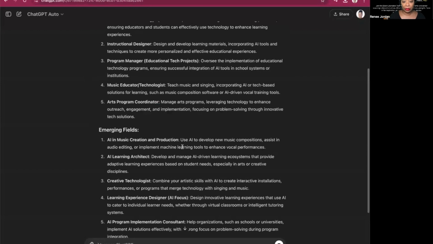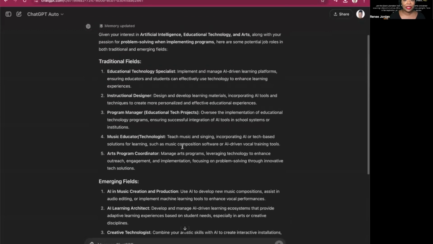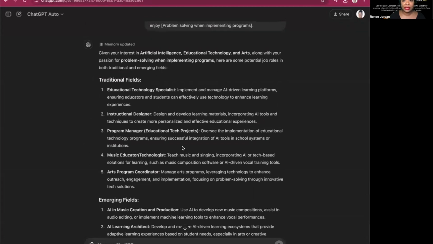All right. So this is what ChatGPT had to say. Given your interest in artificial intelligence, educational technology, and arts, along with your passion for problem solving when implementing programs, here are some potential job roles in both traditional and emerging fields. Traditional fields: educational technology specialist. Implement and manage AI-driven learning platforms, ensuring educators and students can effectively use technology to enhance learning experiences. That's what I'm attempting to do with Black Liberation Technology.